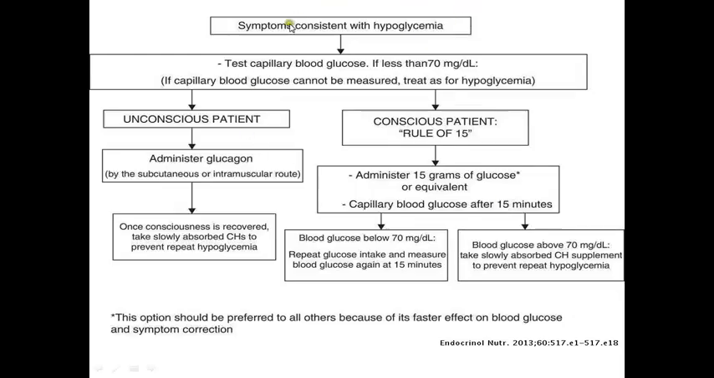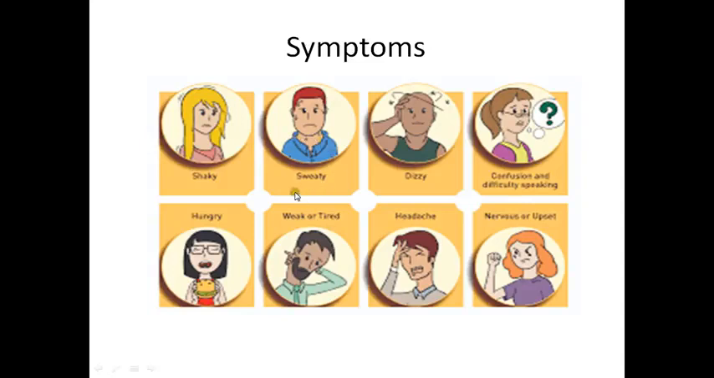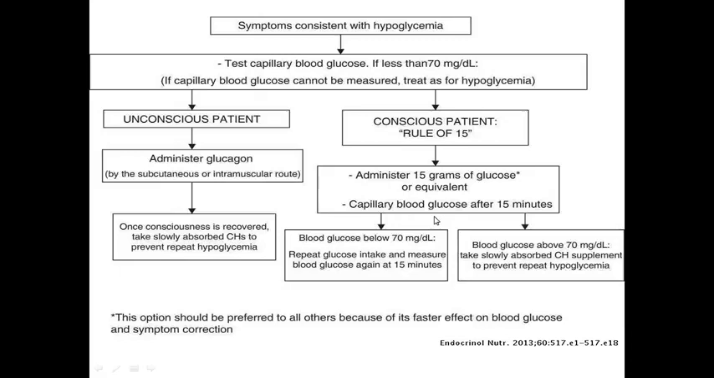So when symptoms are consistent with hypoglycemia, what you do is quickly check the capillary blood glucose. If less than 70, treat as hypoglycemia. If you cannot check, treat anyway. So the patient has come to you, is shaky, sweaty, is diabetic, has these symptoms, is irritable, and you don't have a glucometer at home, and you feel the patient has hypoglycemia.